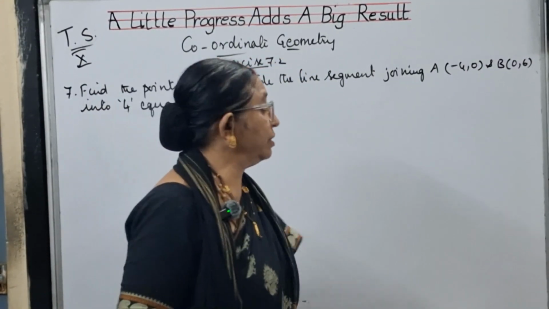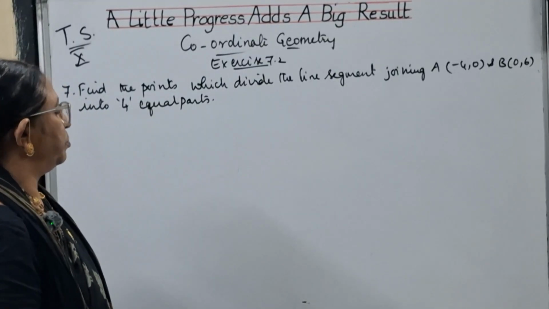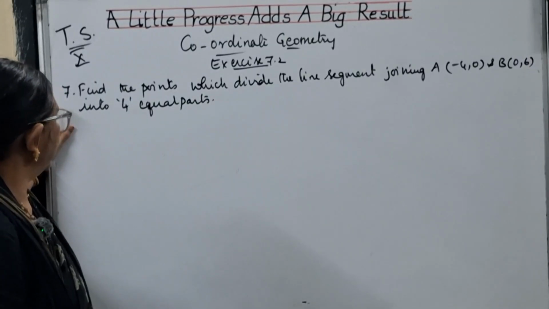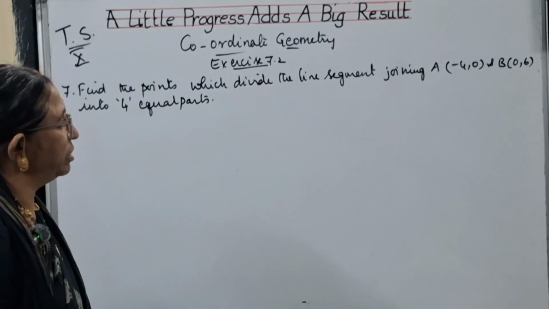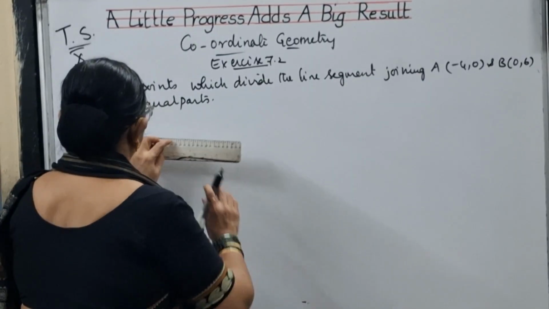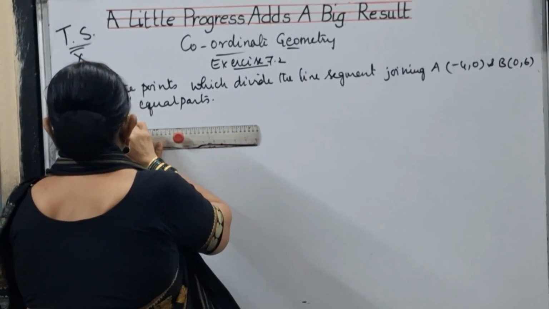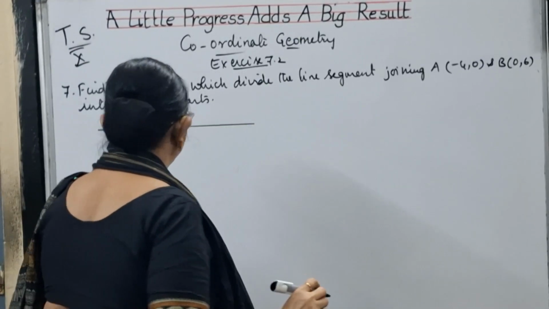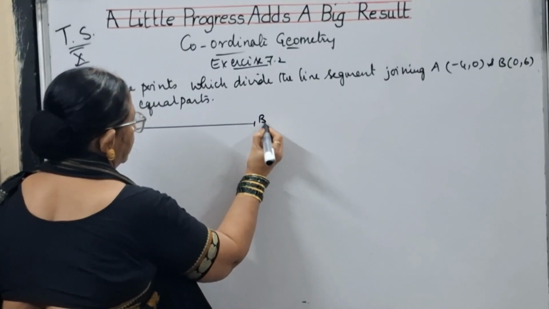I am dealing with 10th class maths coordinate geometry exercise 7.2. It deals with the 7th question. Find the points which divide a line segment A (-4, 0), B (0, 6) into 4 equal parts. Earlier, in trisection, we learned 3 equal parts. Now 4 equal parts. That means this is A and this is B.